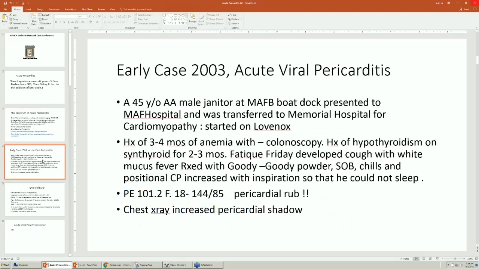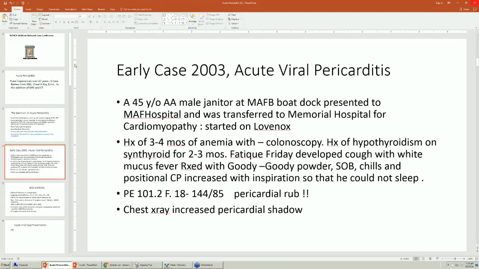Our first case for presentation is someone we saw back in 2003, a 45-year-old African-American male janitor who worked at the boat dock at MacDill and presented to MacDill. This certainly dates it because he presented to MacDill Air Force Base Hospital, which currently doesn't exist. There's a clinic now. Huge clinic, but there's a clinic. He was transferred to Memorial Hospital.